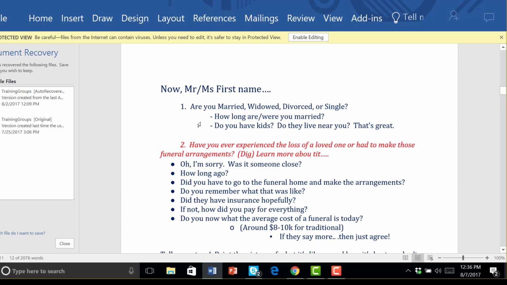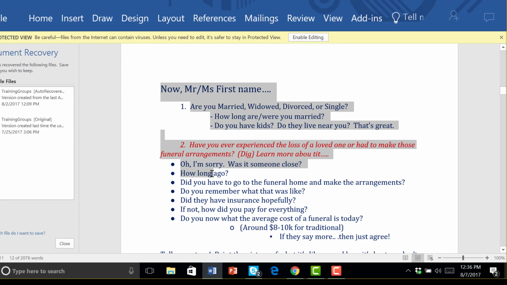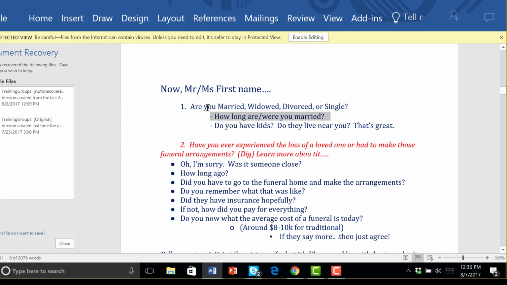Now, here's where we've cut it short a little bit. You're only going to ask a couple of questions here. Instead of that whole 15 or 20 minutes on making a friend, we're only going to spend a few minutes here. We want to find out if they're married, widowed, divorced, or single, mainly because if they're married, that throws a huge loop in this because they're probably going to want to talk to their wife, or their husband. So, are you married, widowed, divorced, or single?